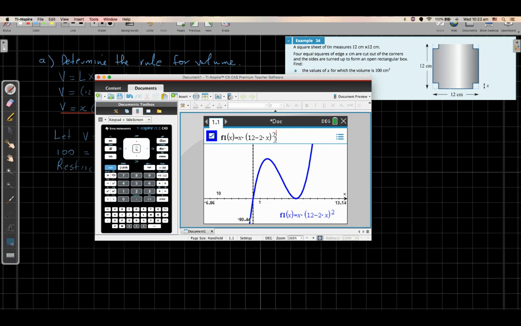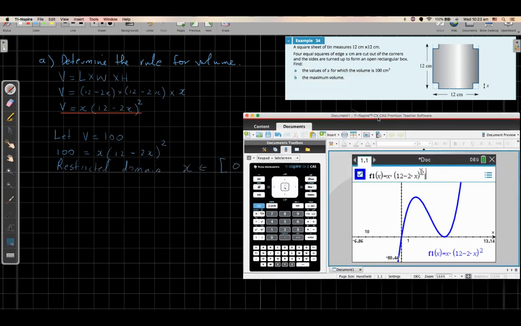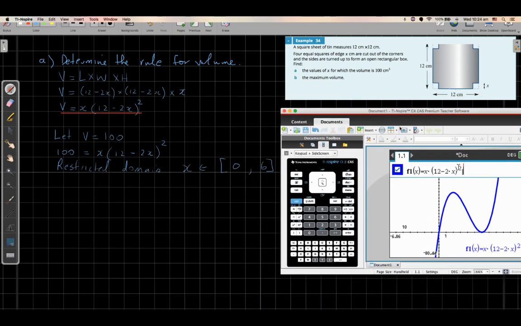What we're going to do is put our domain in. To do that, we press Control equals, put a little vertical line in, and then we need to write it. We did this when we did quadratics. This is from 0 to 6 inclusive.